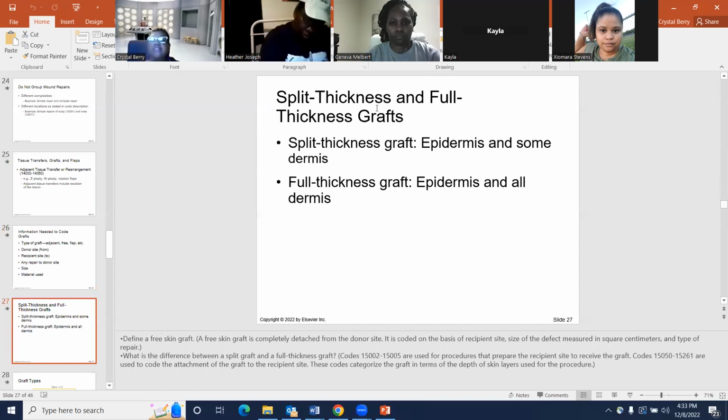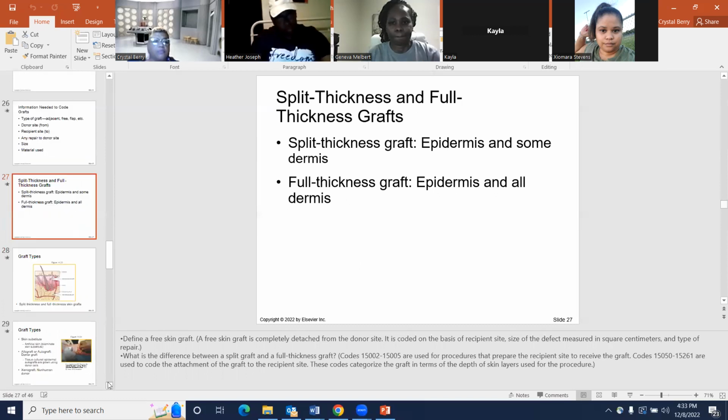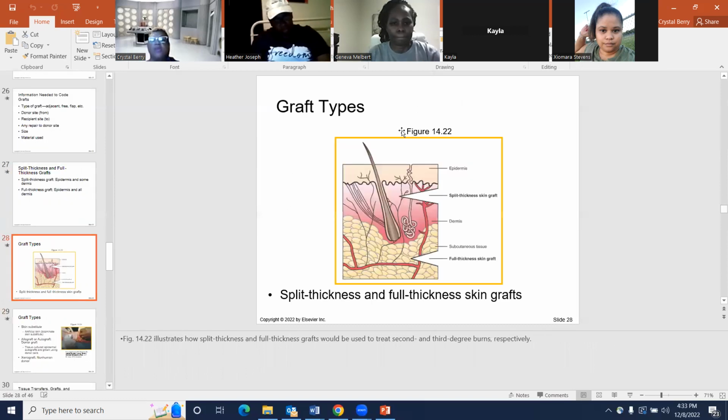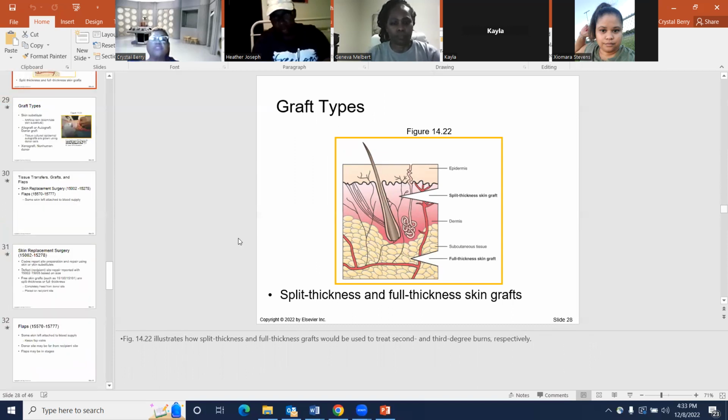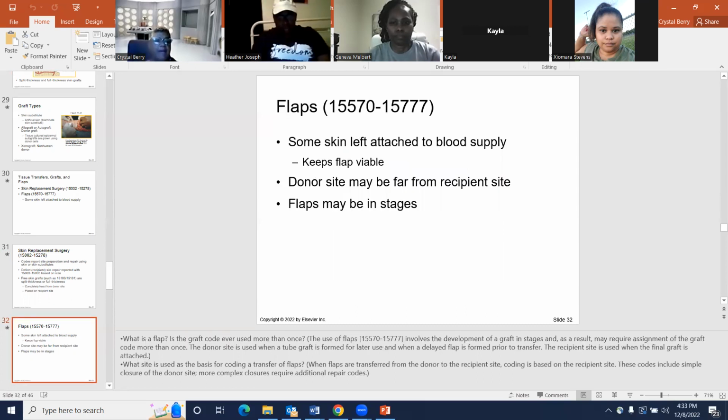Split thickness and full thickness grafts. Graft type, this is an illustration. They're showing you the difference in the thickness and the width of the skin grafts. So as you can see, the integumentary system goes very, very detailed because it's the skin and it goes through the dermis, the outer layers, the inner layers. There are so many different types of information and different things that you can code on in the integumentary system. Flaps.